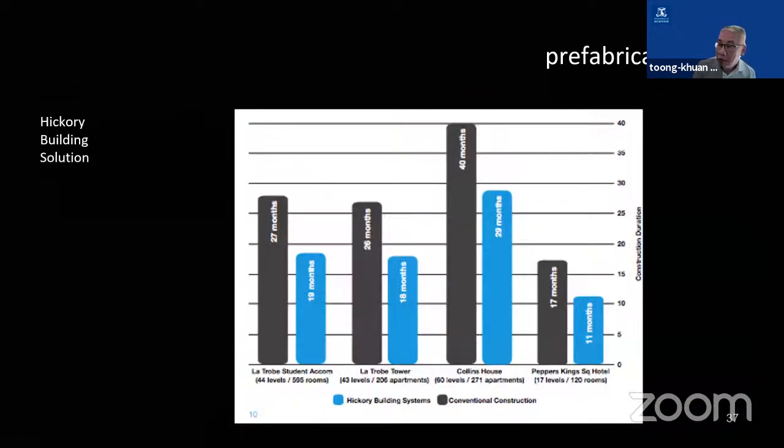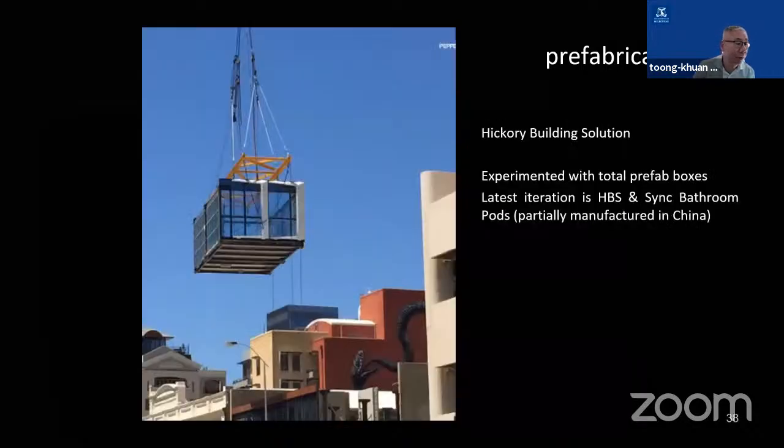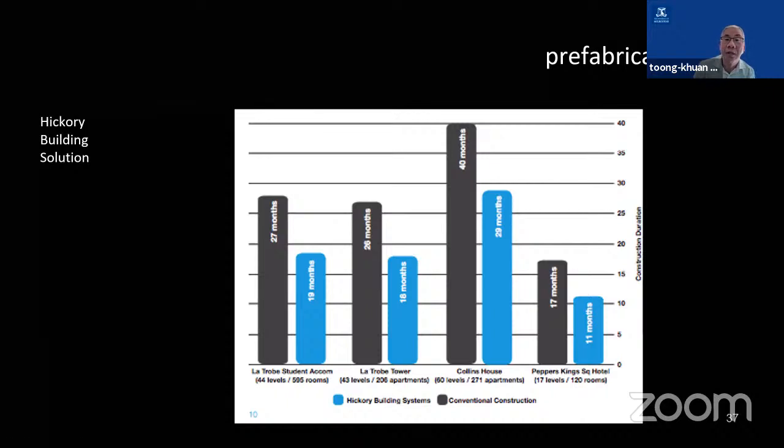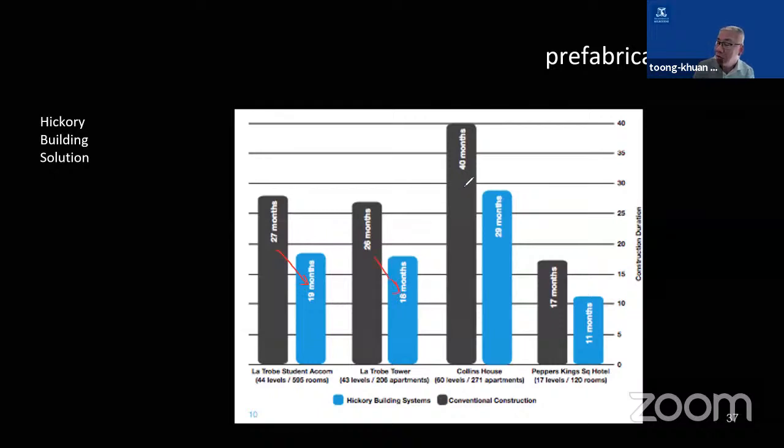So if you look at the information given by the contractor, they're basically saying that they've done comparisons of four building projects that they completed recently. They're claiming that they can shorten the schedule from 27 months to 19 months, 26 months to 18 months, from 40 months to 29, from 17 to 11.